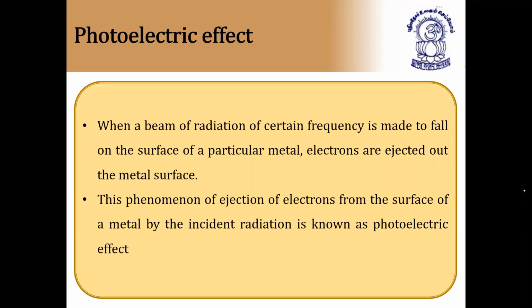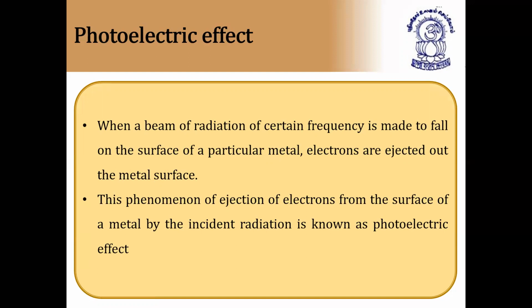When a beam of radiation of certain frequency is made to fall on the surface of a particular metal, electrons are ejected out of the metal surface. This phenomenon, the ejection of electrons from the surface of the metal by the incident radiation, is known as the photoelectric effect. So simple it is. Take a metallic surface, and if light of certain frequency is incident on it, since the metallic surface contains free electrons, because all metals are good conductors of electricity, after a certain interval of time you'll notice that ejection of electrons takes place from the surface of the metal. This ejection of electrons by incident radiation is commonly called the photoelectric effect.